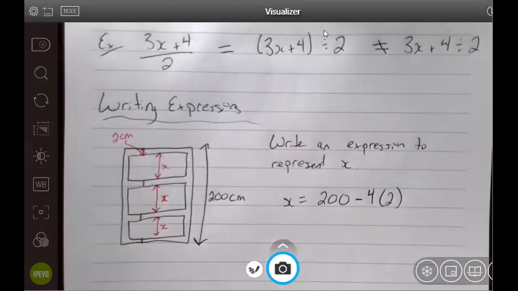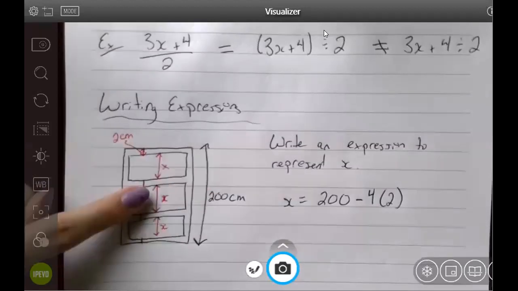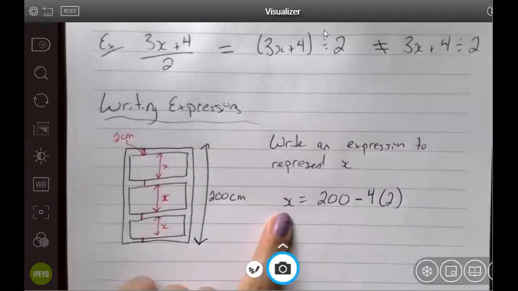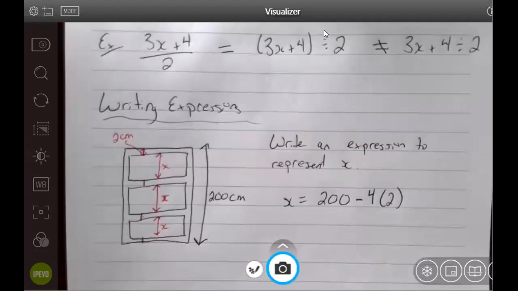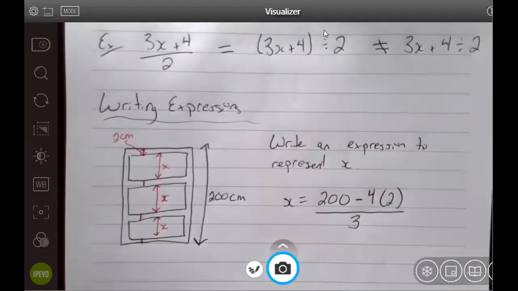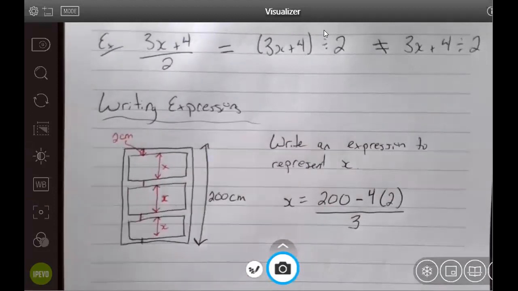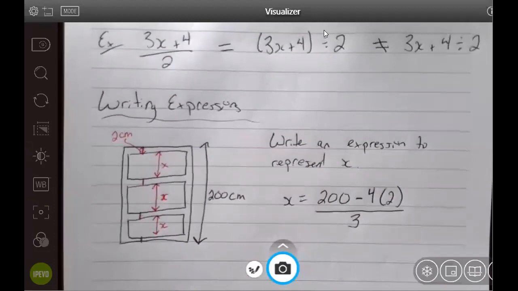That leaves me with only these x values. But there are 3 of them here, and I just want 1. So all I'm going to do is divide all of that by 3 to get just 1 of those x values. Okay, that's it. That is how you would write the expression for that.